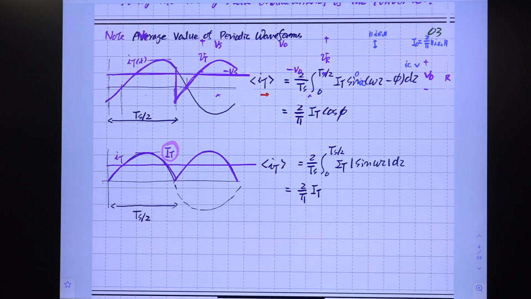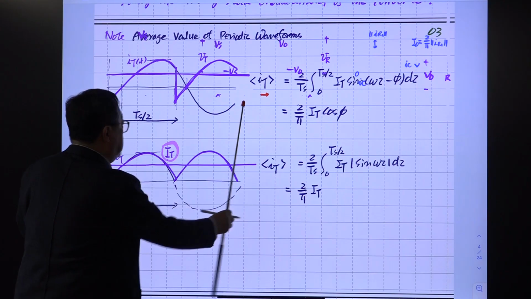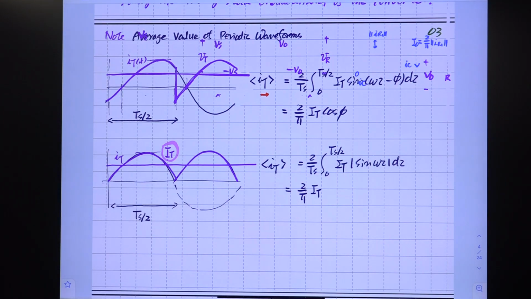Magnitude of IT, and this is half the switching frequency, switching period. Switching period is TS here. So averaging is performed over the switching period TS. Then the result is very simple. You have 2 divided by pi, times IT1, where IT is the magnitude of this. Now suppose you have some phase delay here, this much.